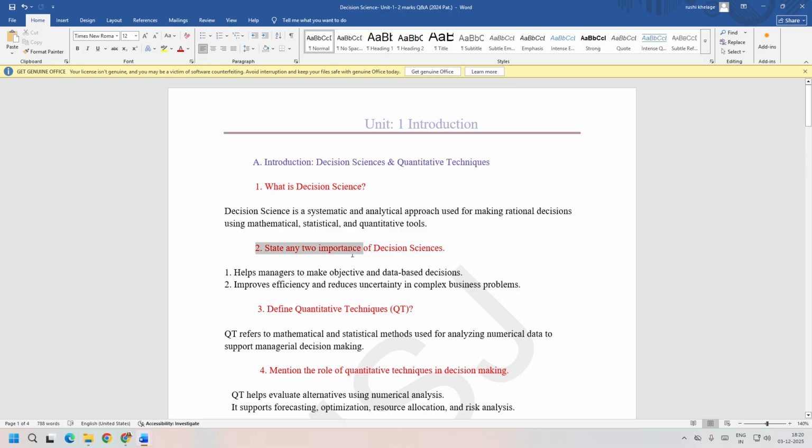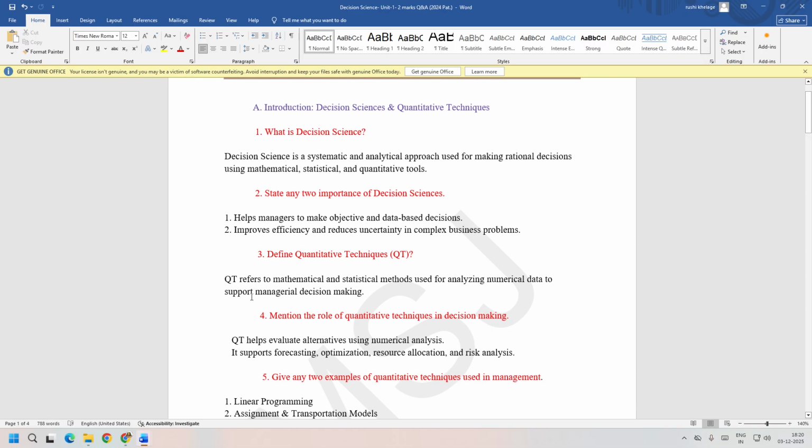Now question number 2. State any two importance of decision science. Number 1 is helps managers to make objective and data-based decisions. Second, improves efficiency and reduces uncertainty in complex decision problems. Question number 3 is, define quantitative techniques, QT. QT refers to mathematical and statistical methods used for analyzing numerical data to support managerial decision making.